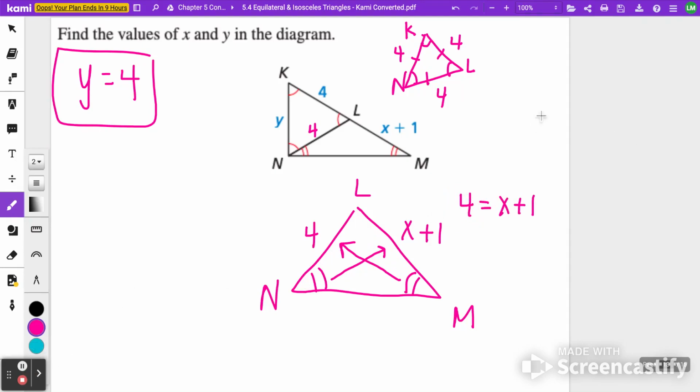I apologize for all the interruptions. So 4 is equal to x plus 1 because angle N is across from x plus 1 and angle M is across from 4. That just means x has to be equal to 3.